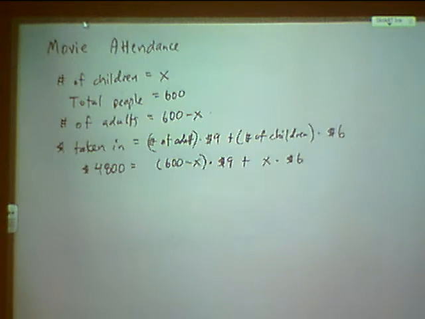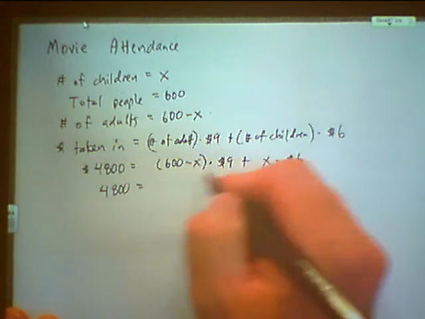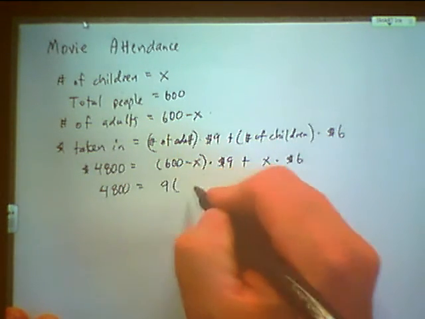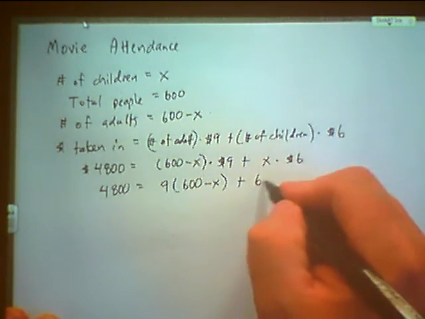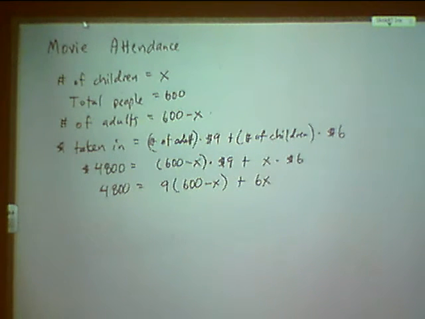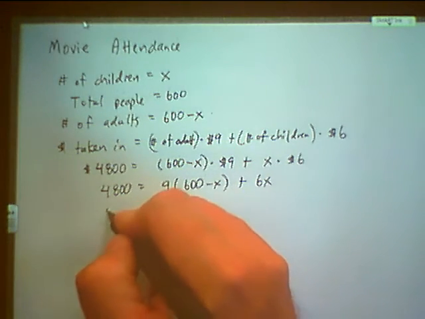All right, so to make it simple, for now I'm going to drop the dollar signs so I can make this into pretty much a math problem. I have 4,800 equals, and I'll move the 9 in front of the parenthesis, 9 times (600 minus x) plus 6x. So here's an equation with only one variable x. And if I can solve for that x, that would be the number of children that attended the movie. So the way to solve this is, let's multiply out the parentheses.